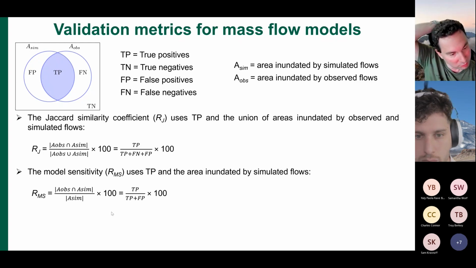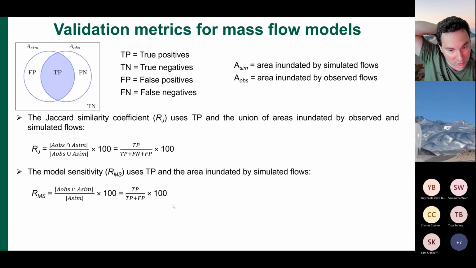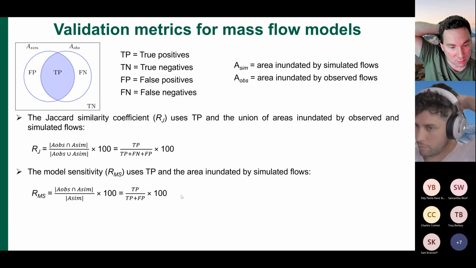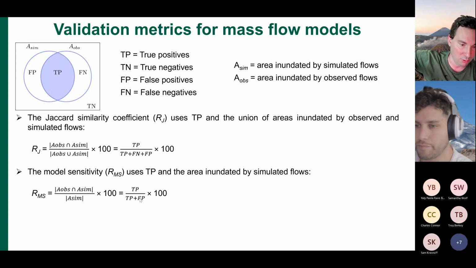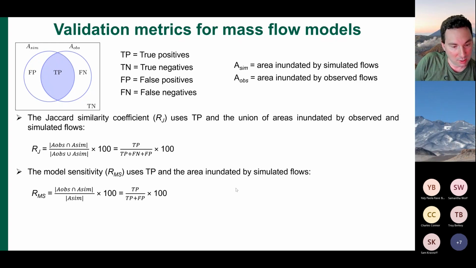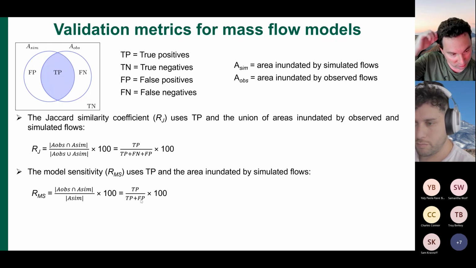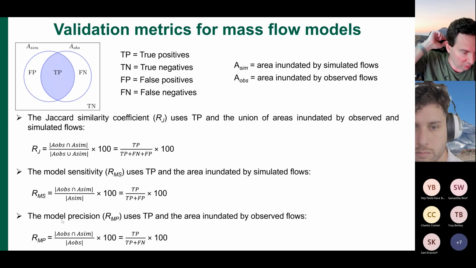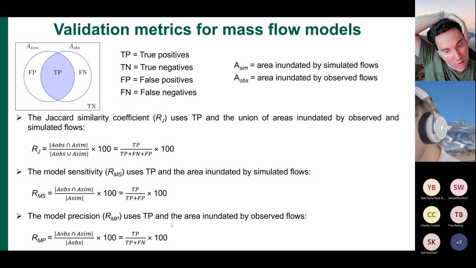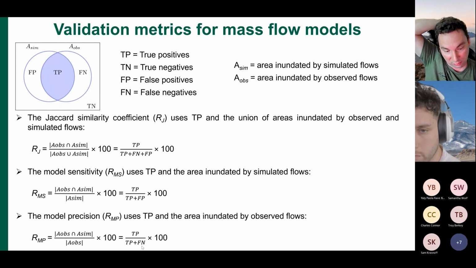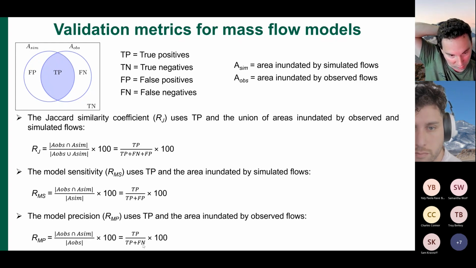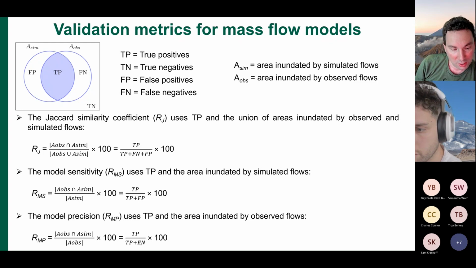Then you have another one, which is the model sensitivity that is only going to take into account the false positive. So this time you're forgetting about the false negative, and you're dividing your true positive by the sum of the true positive plus the false positive. And then finally, you have the model precision, which is going to only take into account the false negative. So forget about the false positives, and you divide your true positive by the true positive plus the false negative.